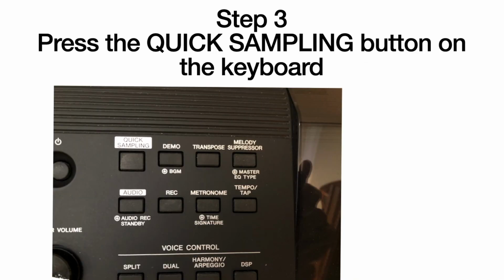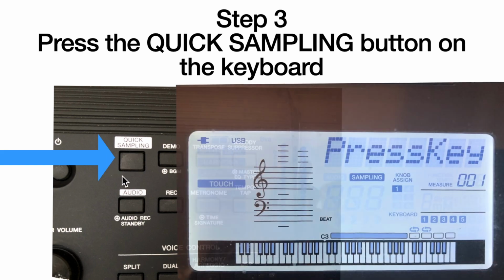Step 3, press the quick sampling button on the keyboard. It's right here, and it's clearly labeled quick sampling. So you press that, and the minute you do, your screen says press key. Okay? So press the quick sampling, and the screen will now say press key.